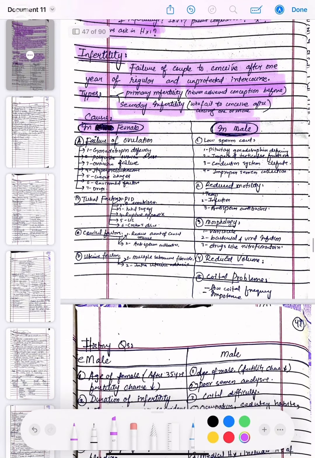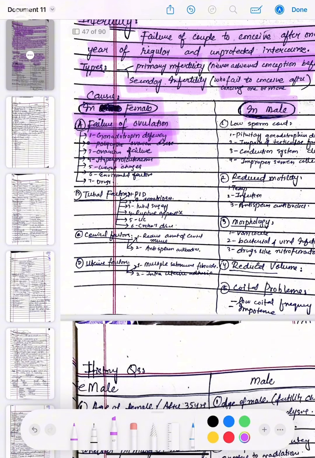The female causes are failure of ovulation, that is gonadotrophin deficiency, polycystic ovarian disease, ovarian follicle problems, hyperprolactinemia, weight changes, environmental factors, and drugs. Then the tubal factors are PID, that is pelvic inflammatory disease, endometriosis, tubal surgery, ruptured appendix, ulcerative colitis, and Crohn's disease. Then the cervical factors are reduced amount of cervical mucus and anti-sperm antibodies. Then the uterine factors are multiple submucous fibroids and intrauterine adhesions.